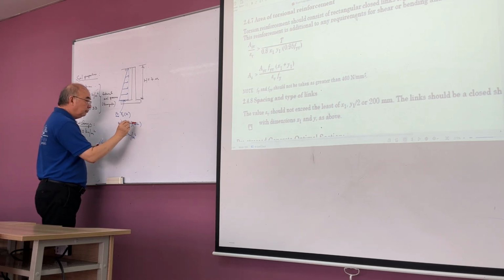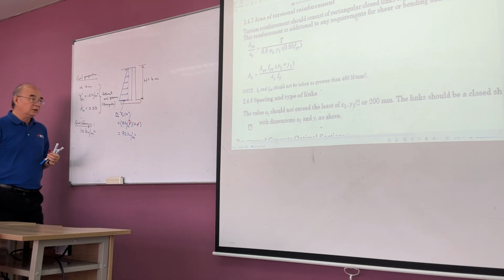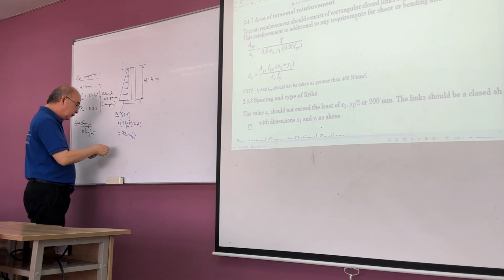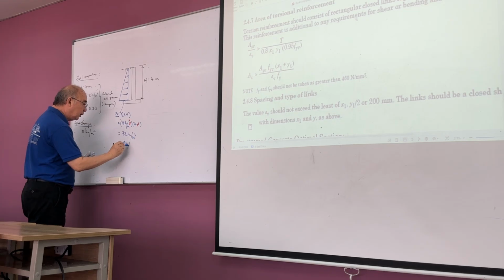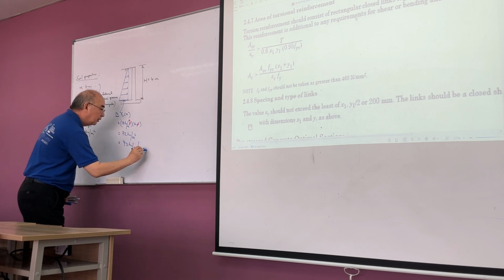Because meter cancels, right? So that's why it's meter square. Okay. Now, what does that mean? That means this actually means 72 kilonewton per meter. This is per meter width.